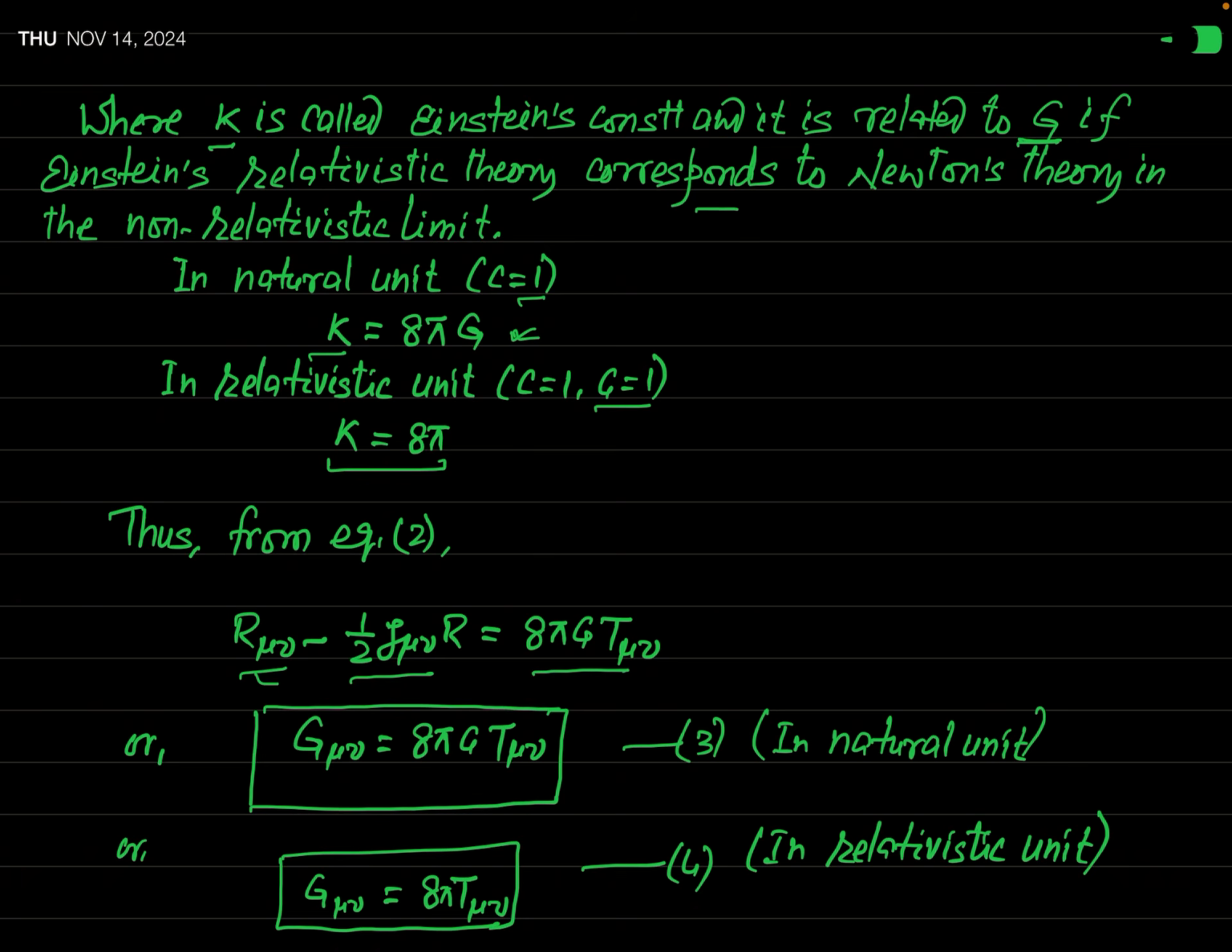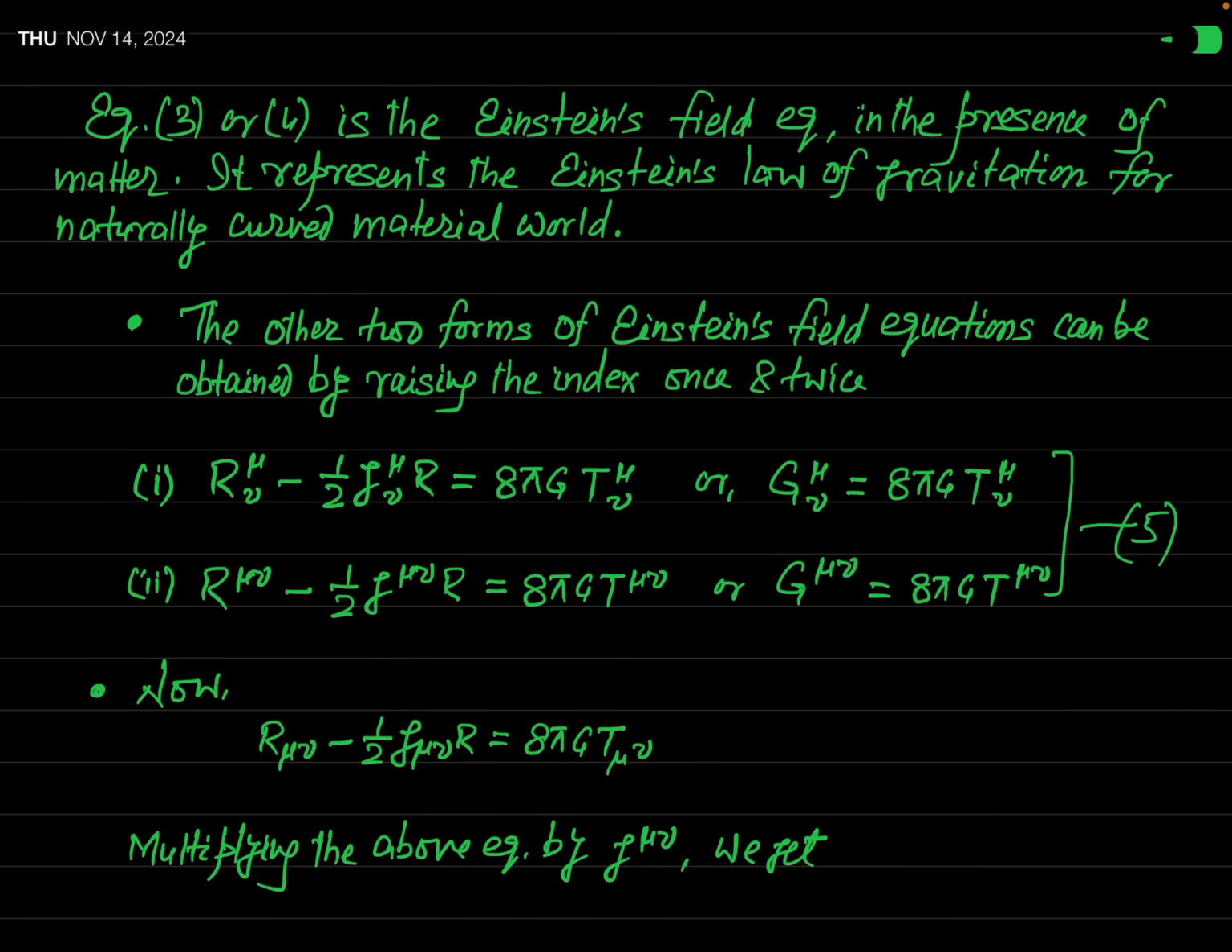Or instead of this, you can write the Einstein tensor G mu nu. This equation has been written in natural units. But when you write the same equation in relativistic units, then you must take G equal to 1, and the Einstein field equation will be G mu nu equals 8 pi times T mu nu. So you can see how easily we can derive Einstein's field equation starting from the Poisson equation for the Newtonian theory of gravitation.